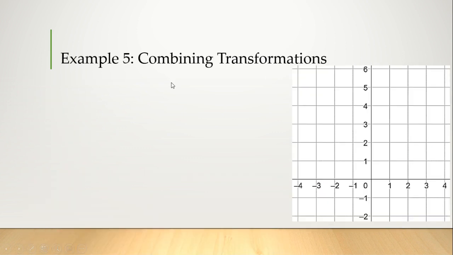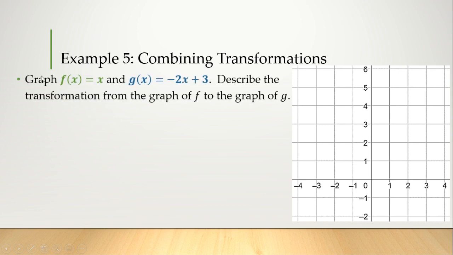Now let's talk about combining transformations. If I've got f of x and g of x, describe the transformation from the graph of f to the graph of g. Now this goes back to what we said about the parent functions. This is the parent function, f of x. G of x is some linear function, and we want to identify what are all the transformations that take us from the parent, f of x, to this child function, g of x.